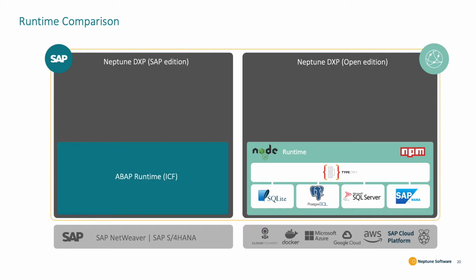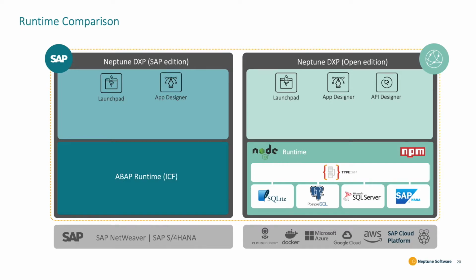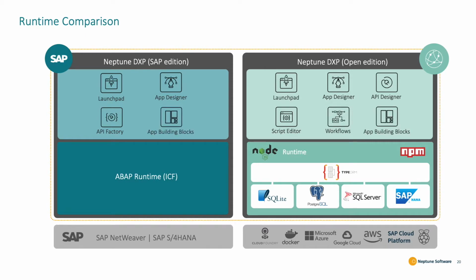Even though both modules utilize these different foundations, they both share a number of similar tools. Both modules have the Neptune Launchpad available. Both modules also have the Application Designer. The Open Edition has the API Designer, whilst the SAP Edition has the API Factory, which makes it possible to automate the REST API generation of SAP artifacts. The Open Edition has the script editor and the workflow engine, whilst both modules can benefit from the application building blocks.